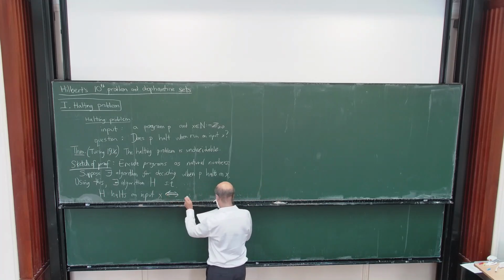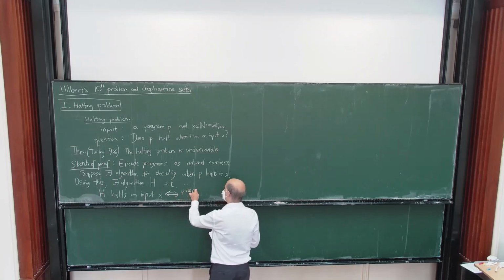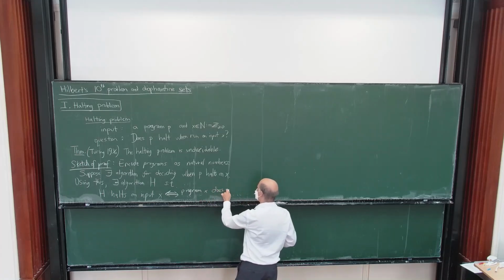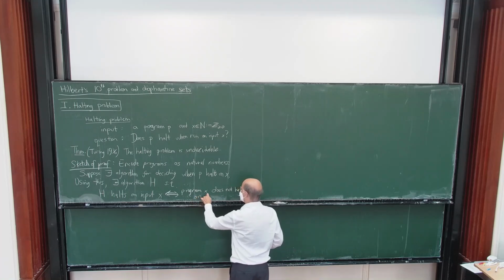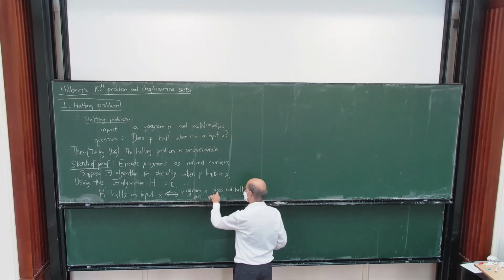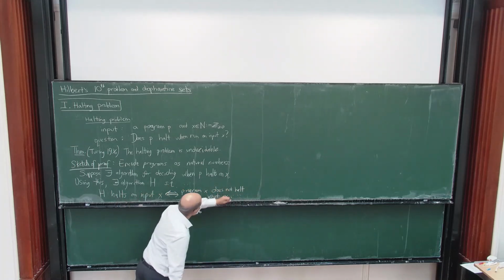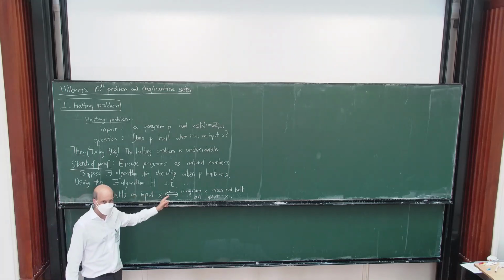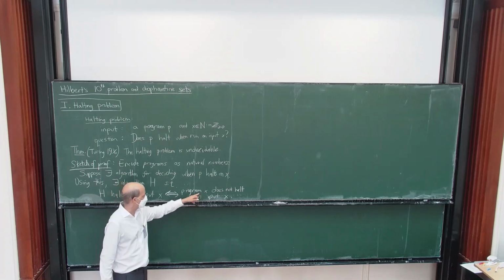Okay, so it halts on input X if and only if program X does not halt on input X. Okay, so how do you make this program H? So here's what H does. It takes the input a number X, and so it looks at program X with input X.